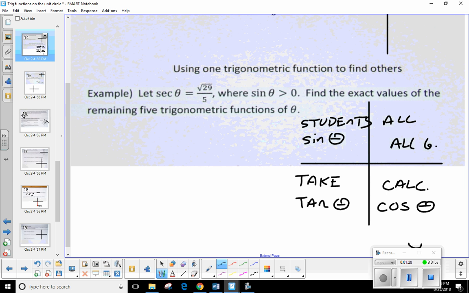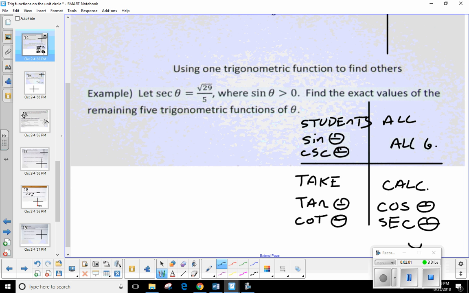The reciprocal of sine is not cosine, it's cosecant. The reciprocal of tangent is cotangent. And the reciprocal of cosine is secant. Okay, so this tells me exactly where all the trig functions are going to be positive. But more importantly, it also helps me determine where they're going to be negative.